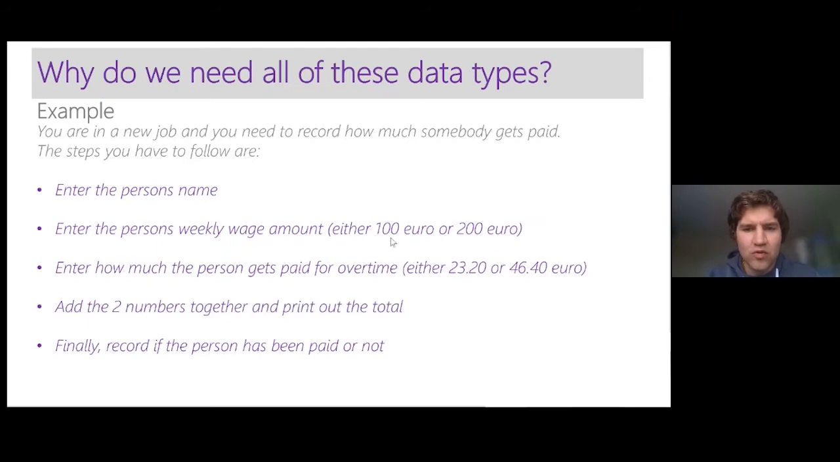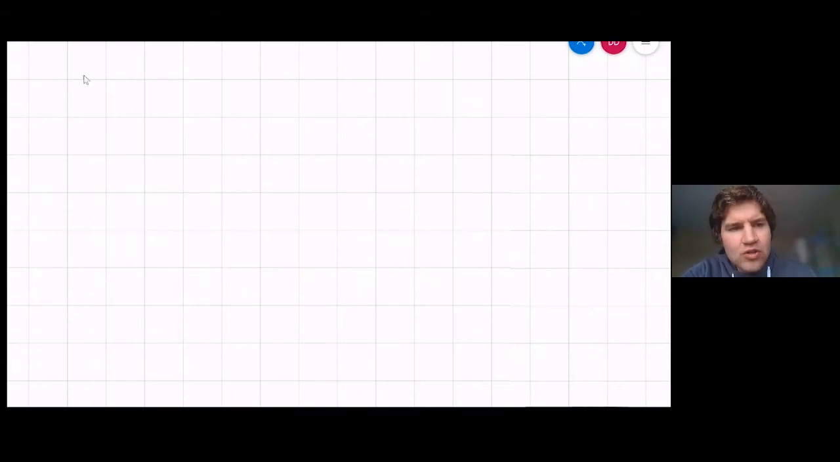They can either only earn €100 or €200. Then they could also do a little bit of overtime or extra time, and that will get them a little bit of extra money, either 23.20 or 46.40. Then we're going to add the two numbers together to see how much they earn altogether that week. All right, so we're going to code this up in our Azure notebooks. But before we do that, we're going to look at something called pseudocode.